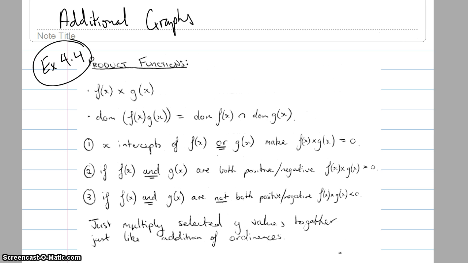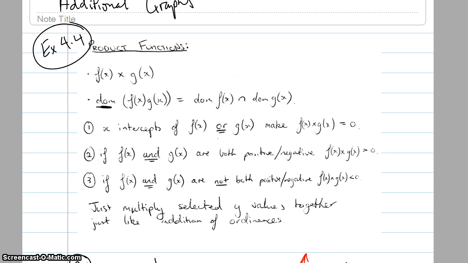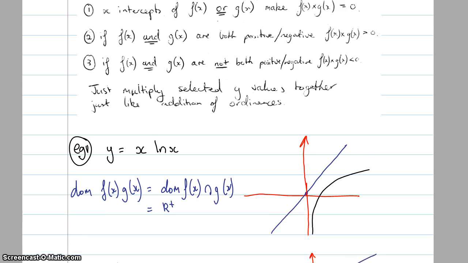Now again, they're not really after this to be an exact science. They just want you to kind of understand what's going on. And probably the key point in all of this is they're actually after the domain. Do you understand what the domain of the new graph is? But let's have a look at an example.